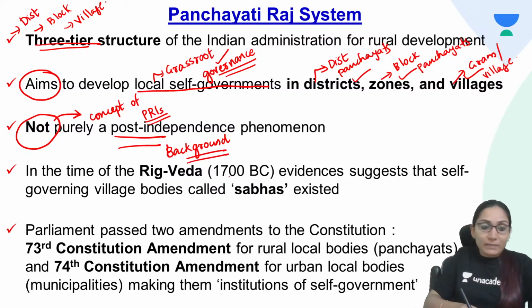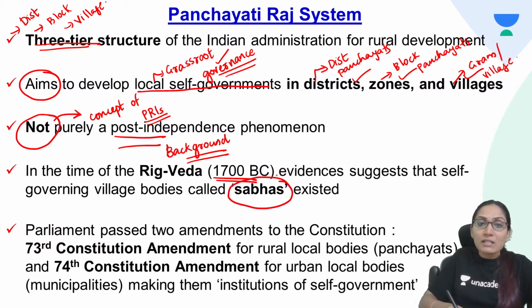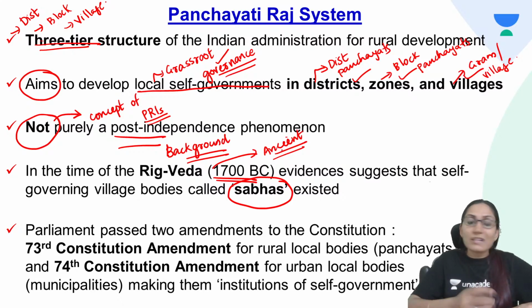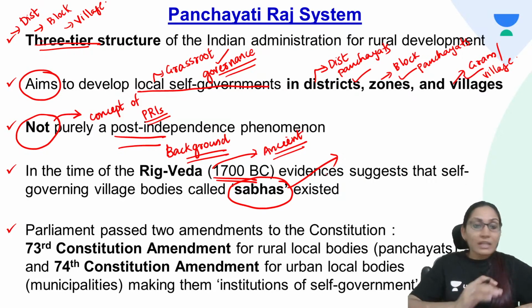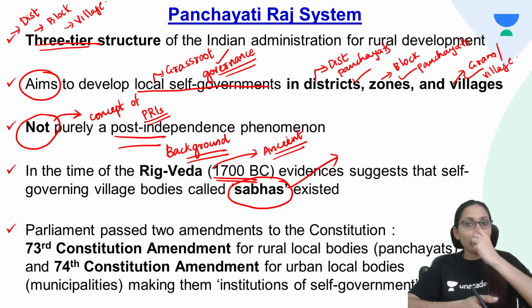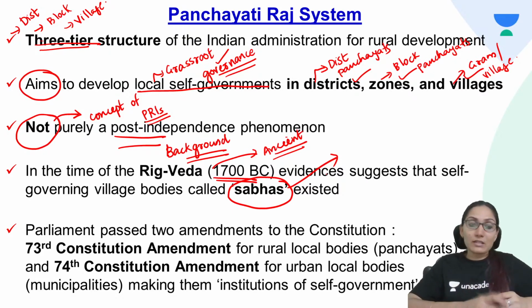In the time of the Rig Veda, that is 1700 BC, evidence suggests that self-governing village bodies called the Sabhas existed. You must have learned this in your ancient history classes. During the Rig Veda period, there were Sabhas and Samitis. So, Sabhas were self-governing village bodies, very much similar to the Panchayati Raj institutions that we have in India right now. That is why I said the concept or the idea of Panchayati Raj institutions is not new to India, and did not evolve after independence. It has been there since the time of the Rig Veda.